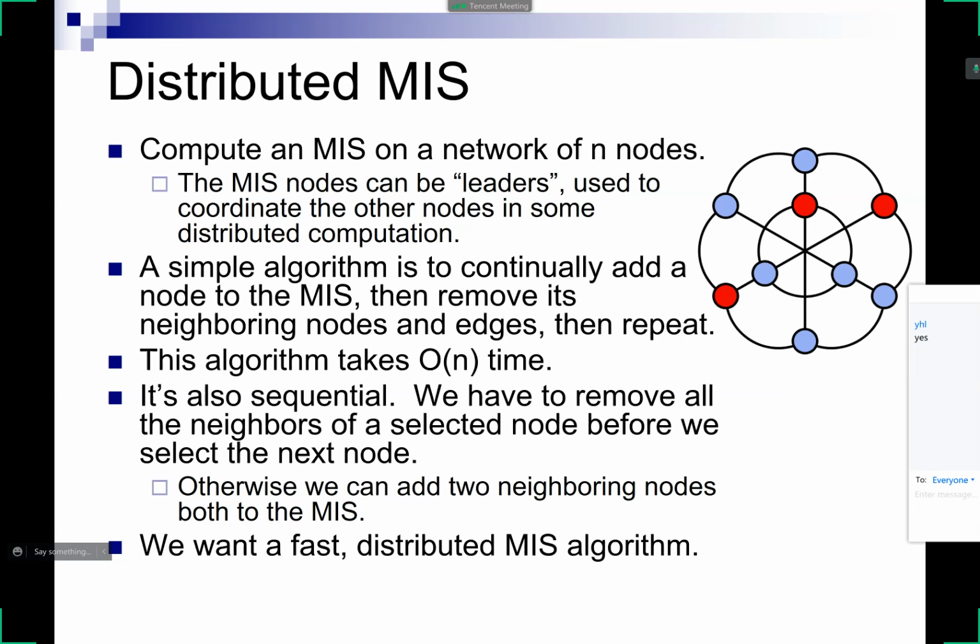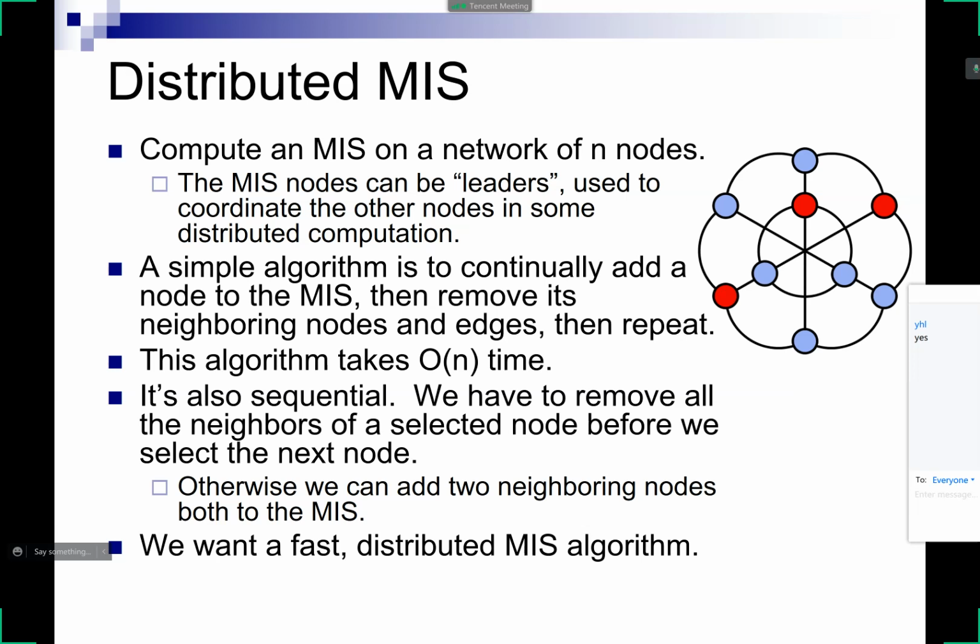Okay, good morning, everyone. All right, so we're going to get started. We're going to continue from our previous lecture on randomized distributed algorithms. So we were looking at this problem called distributed maximal independent set.